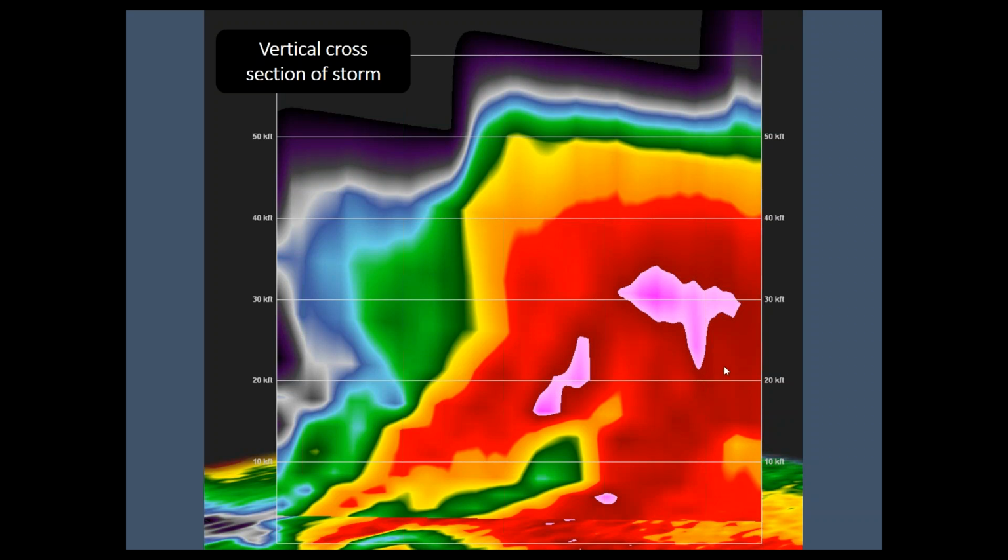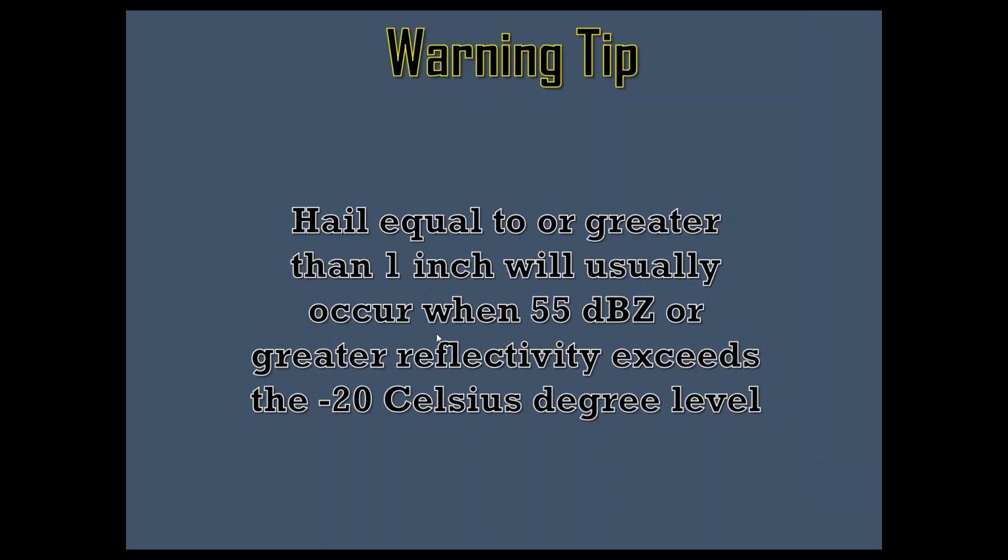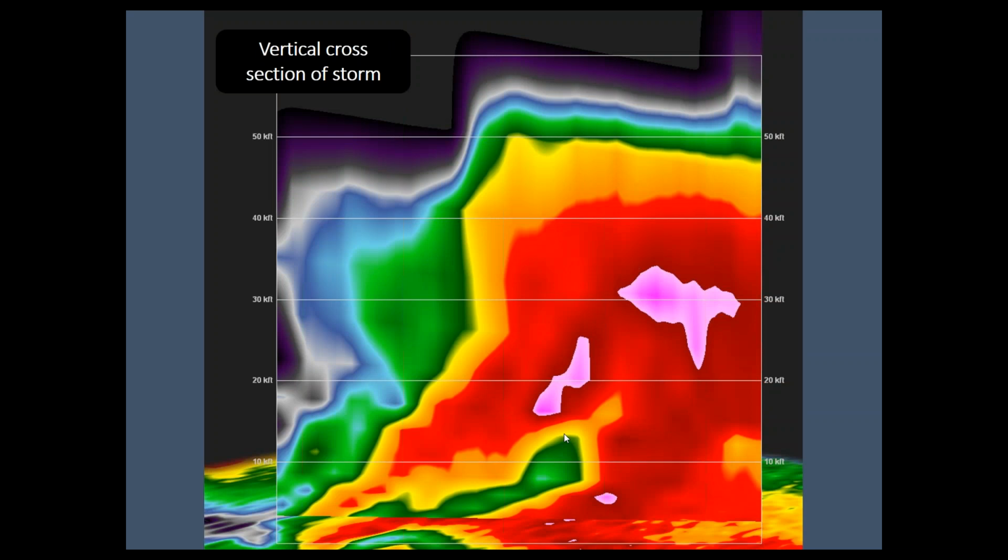Yesterday, where it was minus 20 Celsius was about, I think, 22,000 feet. So in this case, let's say the minus 20 level was about 22,000 feet. We've definitely met our 1 inch criteria, because 55 dBz or higher is exceeding the minus 20. We've actually got much higher levels there.